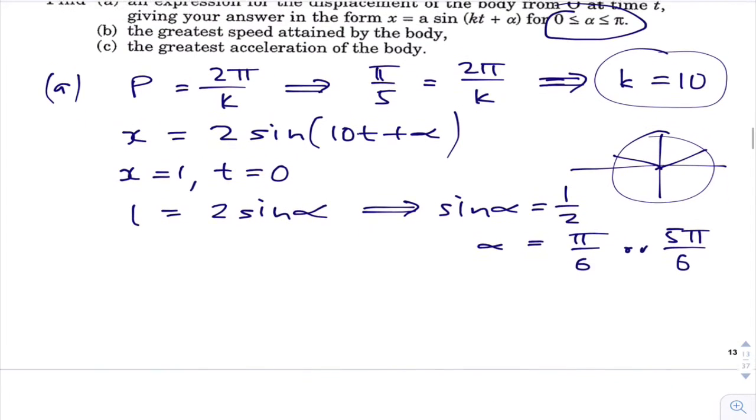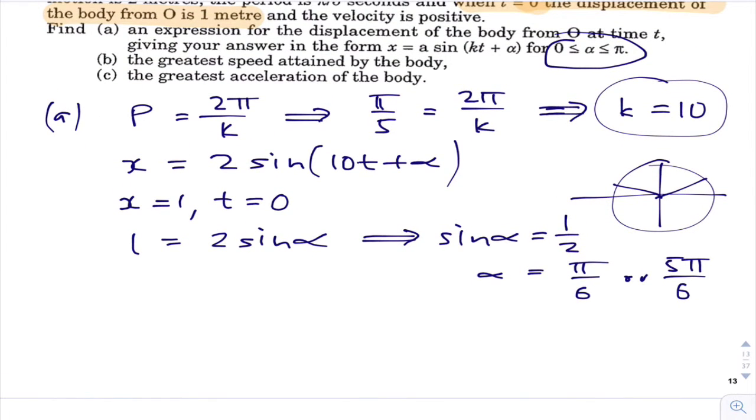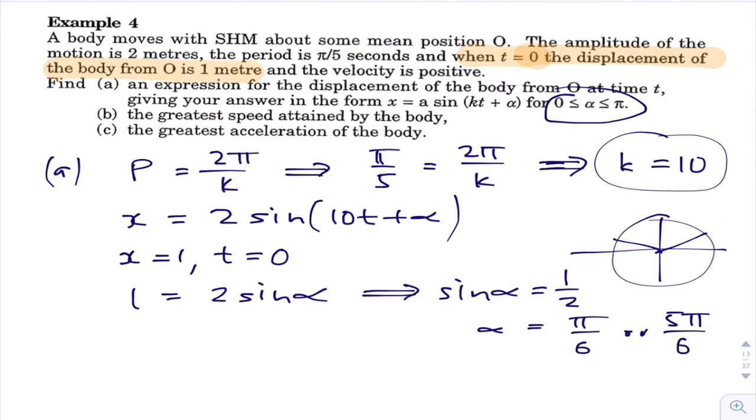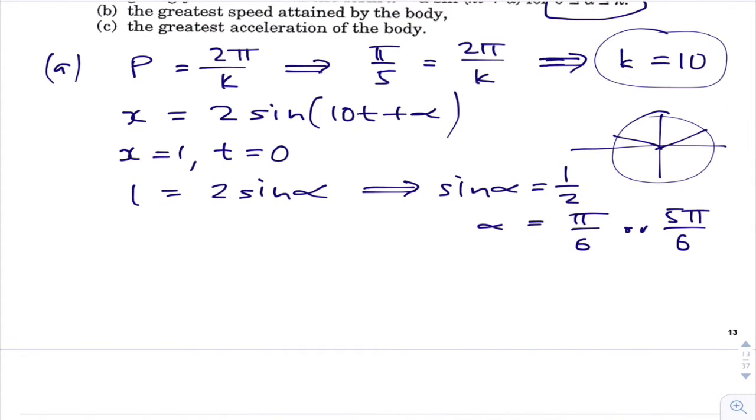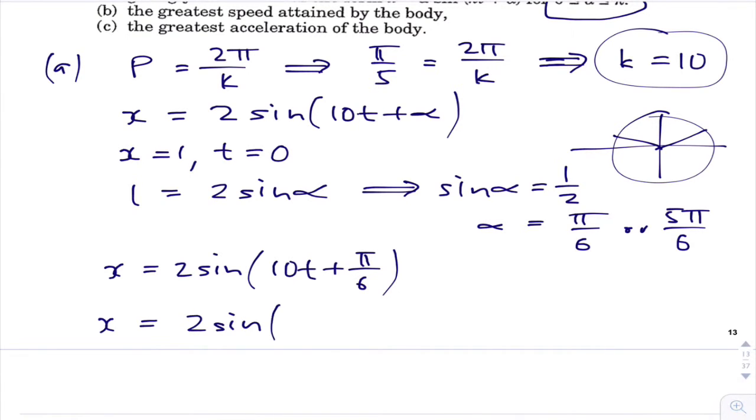So which one is it? Well, the question also has this extra little bit of information that the velocity is positive. So I've got two possibilities here. We've got x equals 2 sine 10t plus pi over 6, or we've got the possibility that we could have 2 sine 10t plus 5 pi over 6. Okay.